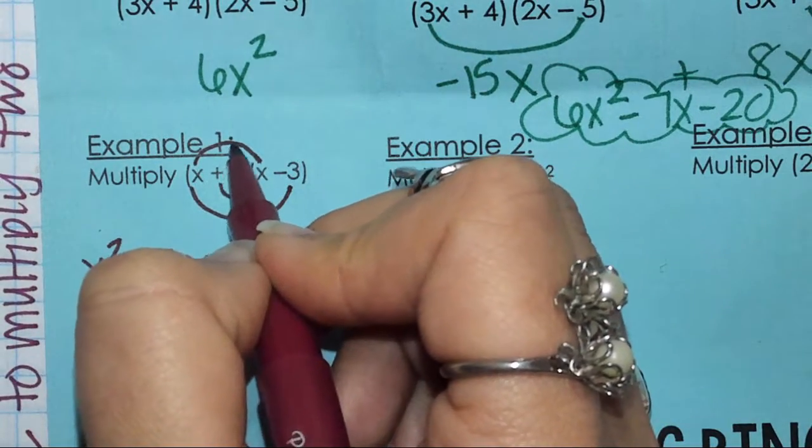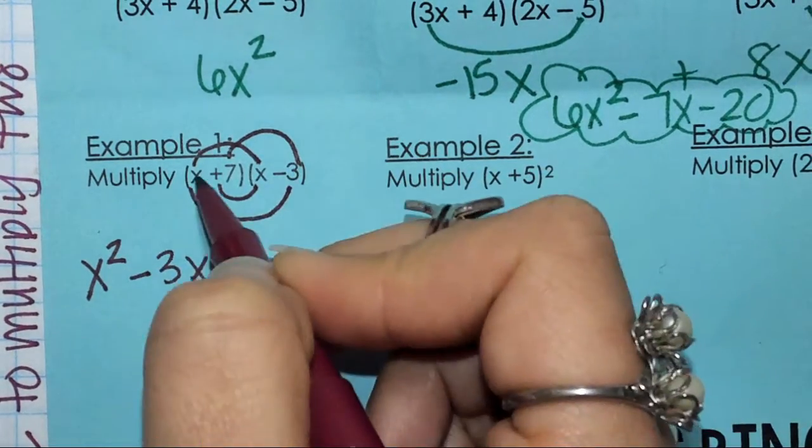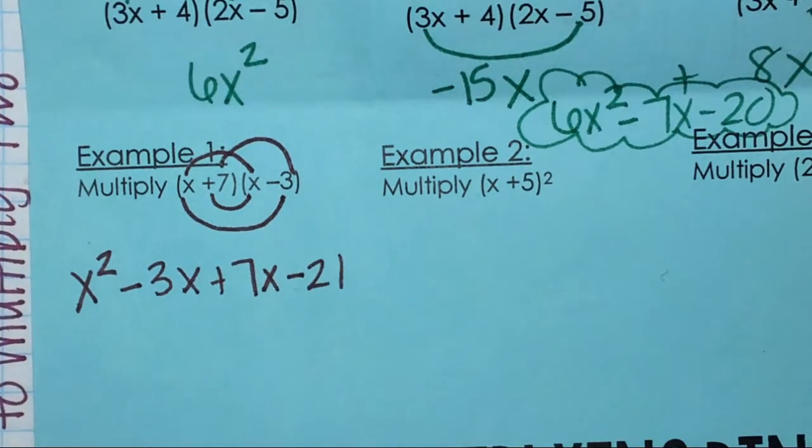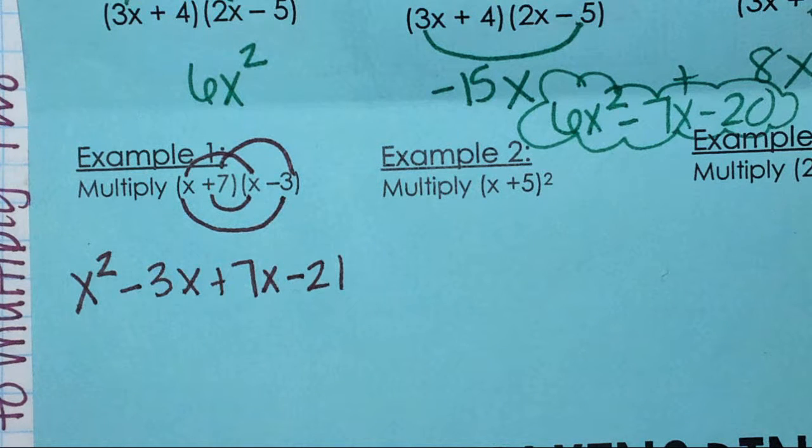Then we draw our other eyebrow and multiply the last terms together. 7 times negative 3 is? Negative 21. Good. Yes. How come it wouldn't be 2x squared? Because 1 times 1 is? That's a great question.